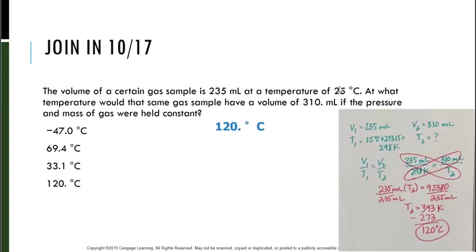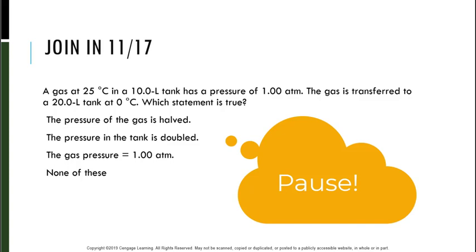Here I was given a volume and a temperature, another volume, and we had to find the other temperature. Keeping in mind that the temperature that we found would be in Kelvin, so I had to subtract 273 to get the Celsius temperature. Pause here.